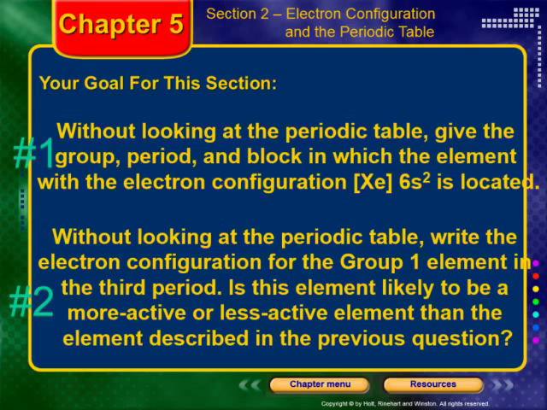Is this element likely to be a more reactive or a less reactive element than the element described in the previous question? Okay, so if you can do both of these things off the top of your head, you will have satisfied my goals for you for this section. All right, let's get started.